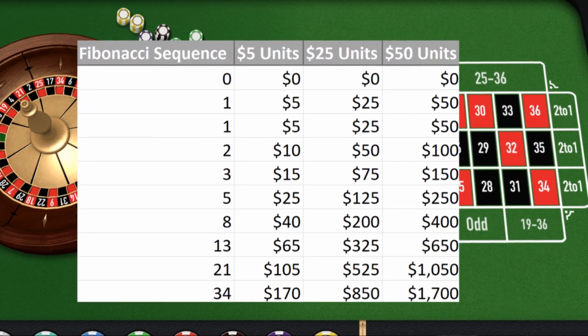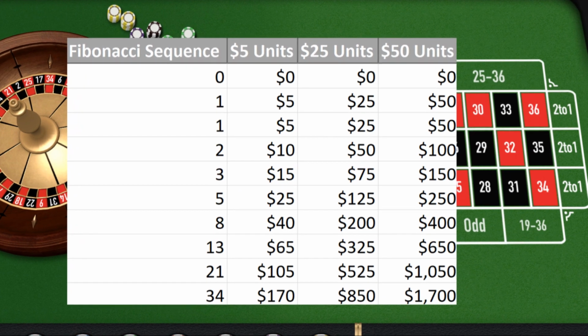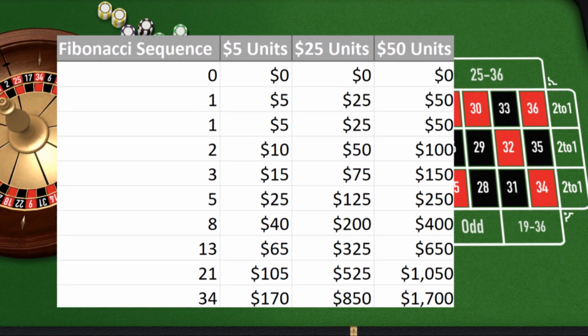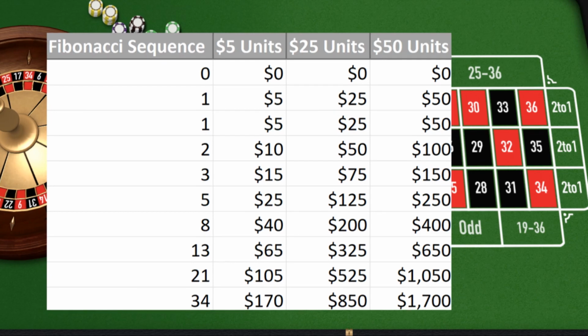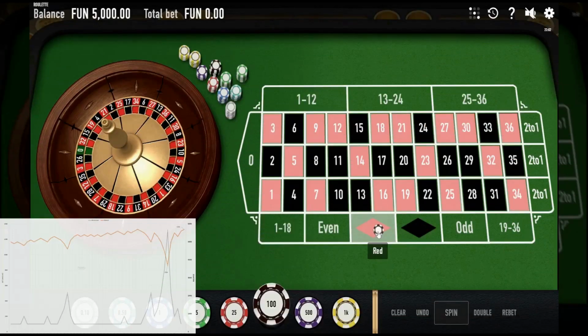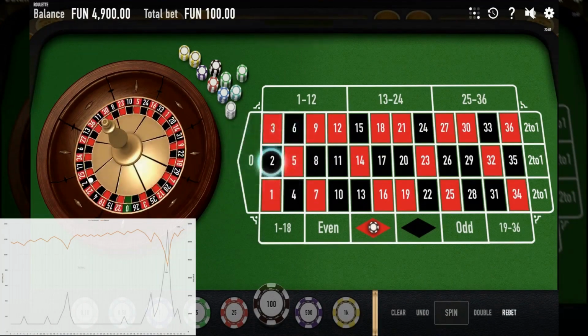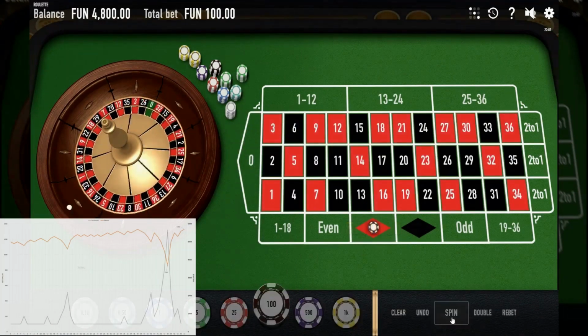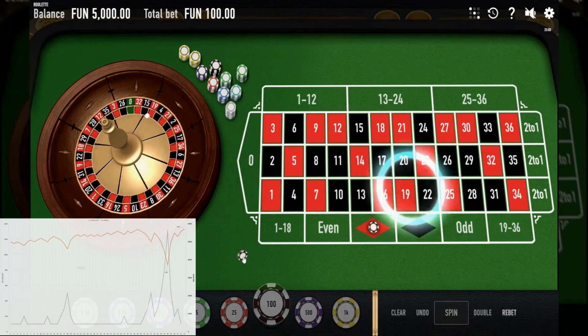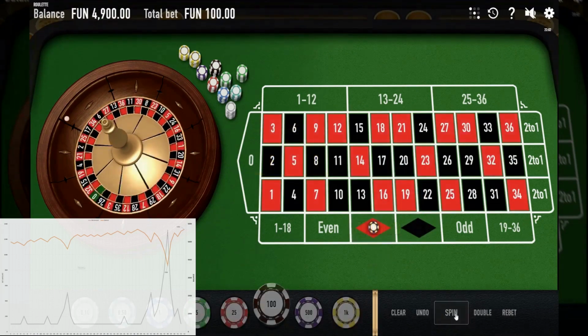So, using the sequence and a table, we can see what the bet amounts look like depending on your starting balance. Let's see a live example. In this instance, we have sped up the video in the interest of time. Firstly, we are playing on a single zero table. We have other gameplay sessions using double zero later in the video.